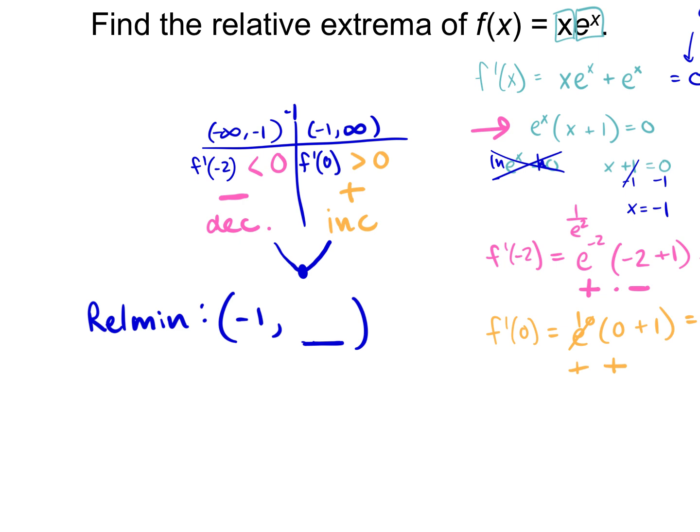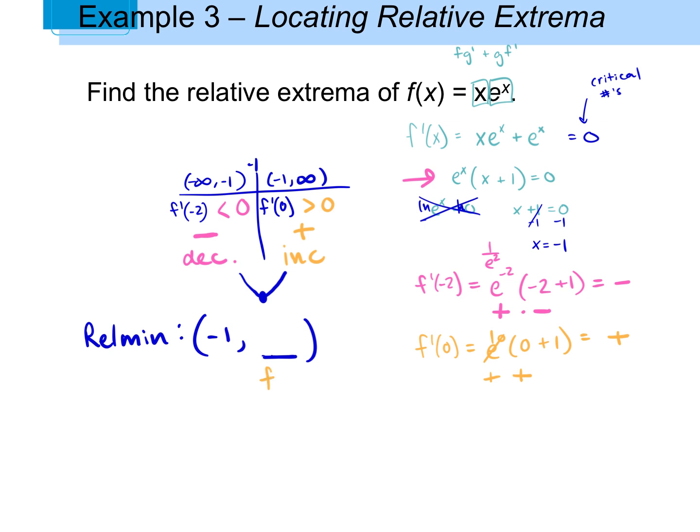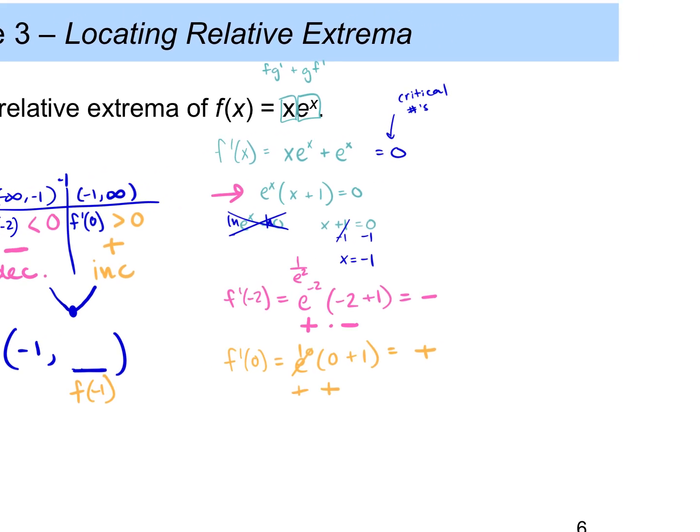Plug it into the original. Awesome. We're going to plug it into our original function. So to find the y, we just plug it into f of x. We're finding f of -1 here. So we're going to plug -1 into our original function. -1 times e to the power of -1.